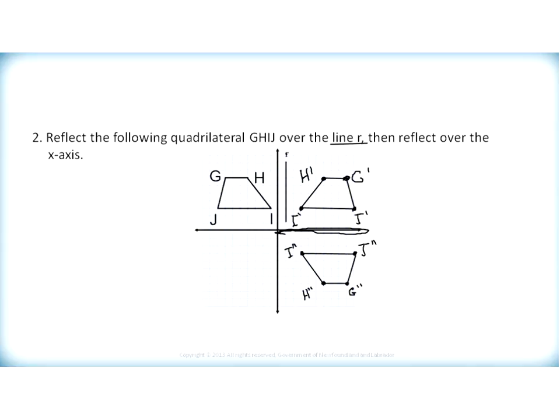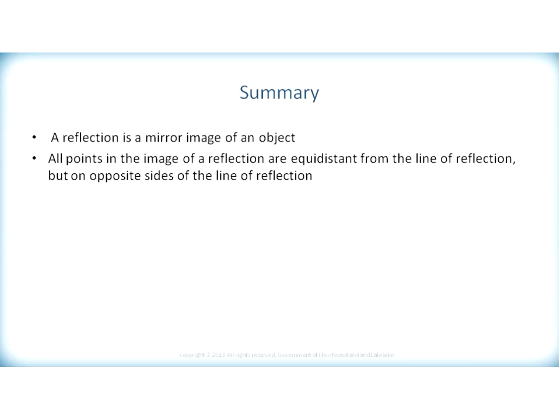So what we have now is an object that is reflected horizontally once and also reflected vertically once. So it's completely upside down and flipped from what it started with. So to summarize, a reflection is a mirror image of an object. And all points in the image of a reflection are equidistant from the line of reflection, but on opposite sides of that line of reflection. So all my points were the same distance away from my line of reflection, but on the other side of it from my original object.